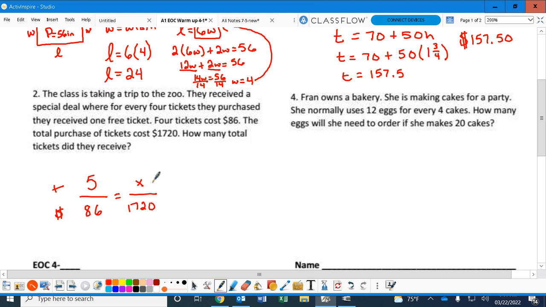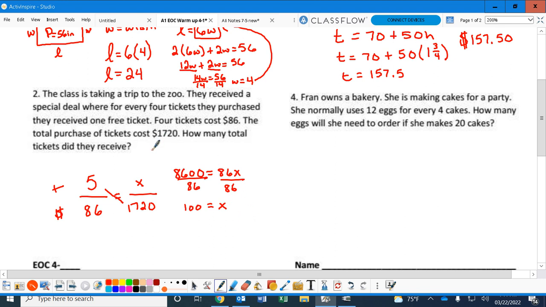How do you solve a proportion? Cross multiply. So I'm going to multiply the 5 times the 1720. Multiply that. Tell me what you get. 8,600 equals, oh, well, that's easy numbers. 86x. Then we're going to divide both sides by 86. What's 8,600 divided by 86? 100. Because it goes in there one time with the 2 zeros left over. So x equals 100. So how many total tickets do they receive?